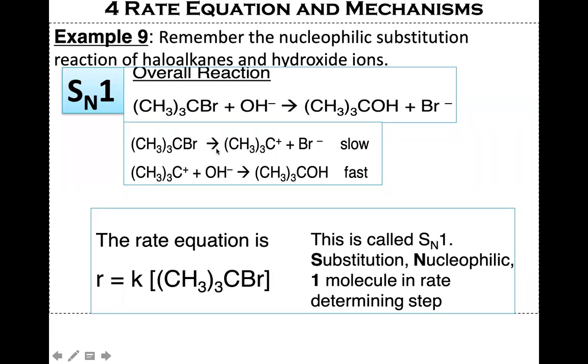Any reactants that appear in the slow rate determining step will appear in the rate equation by the same amount. So you have one molecule of haloalkane here. That means the power is also one. It means that it's first order. Okay, when you write down your rate, don't forget your rate constant k.